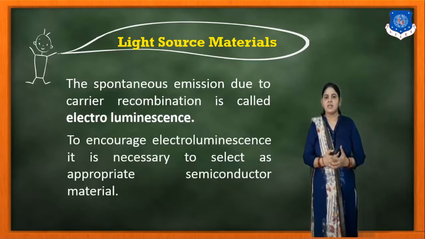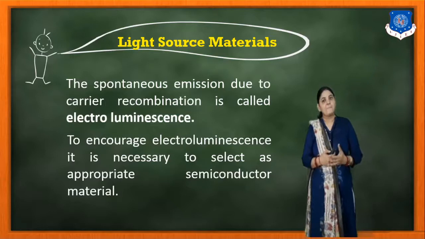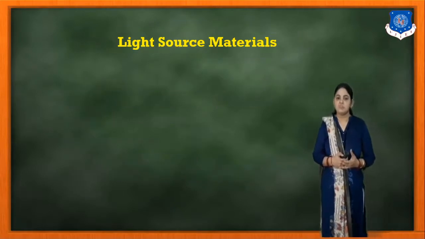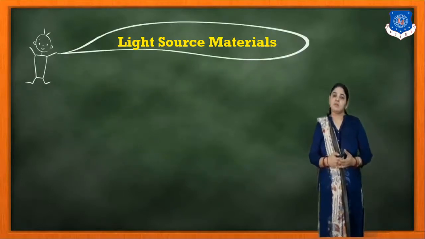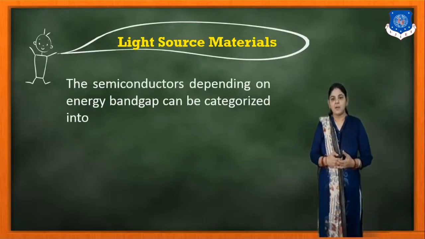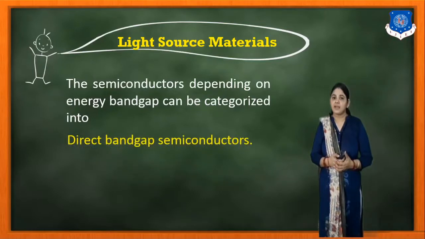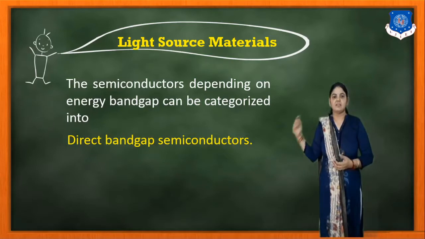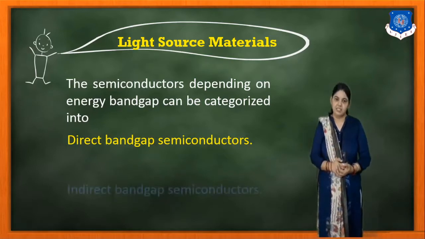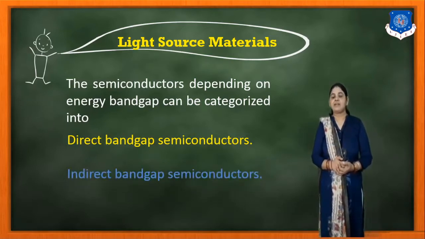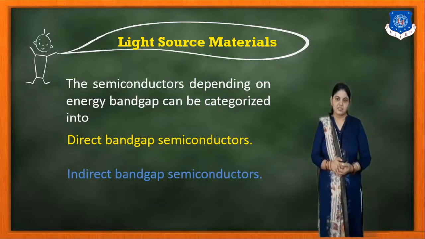To encourage the electroluminescence, it is necessary to select an appropriate semiconductor material, because these diodes are made up of semiconductor material. That depends on the energy band gap, and the materials can be categorized according to that band gap energy, as direct band gap semiconductors and indirect band gap semiconductors.